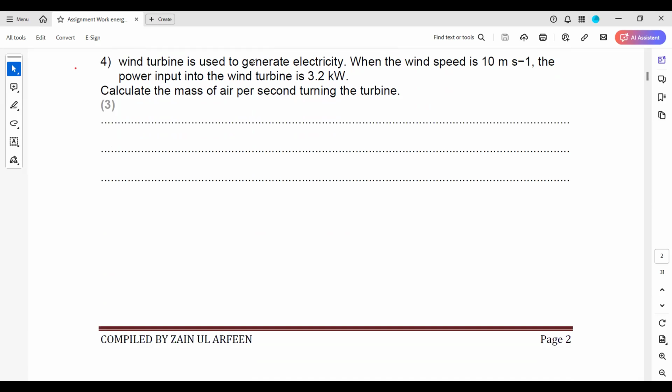In question 4, a wind turbine is used to generate electricity when the wind speed is 10. The power input into the wind is 3.2 kilowatts. Calculate the mass of air per second turning the turbine.